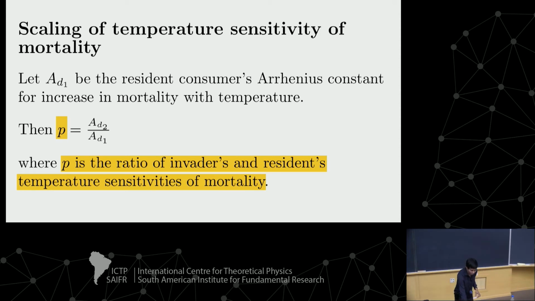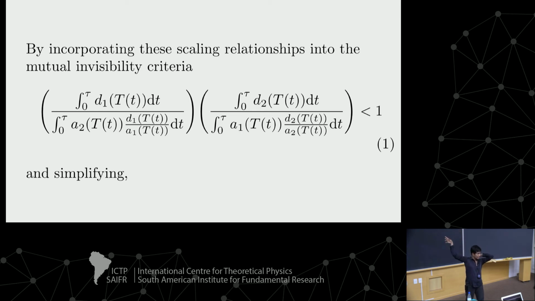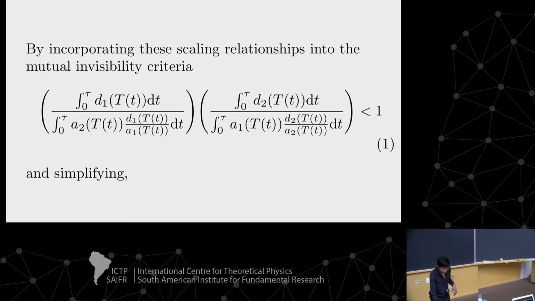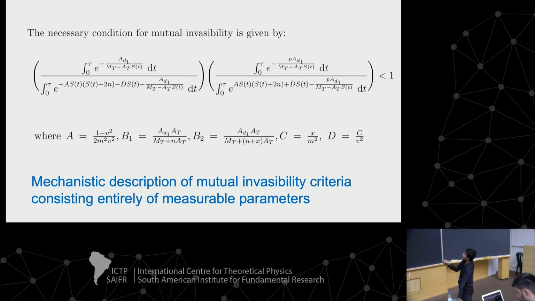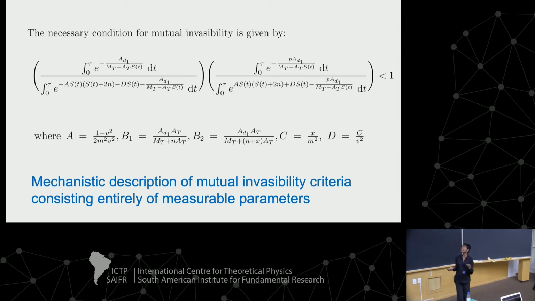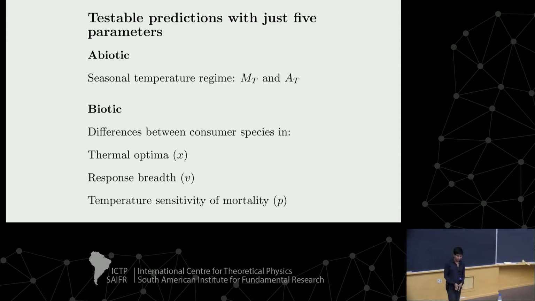And the ratios. So now we are going to incorporate these scaling relationships into the necessary condition, do like 500 pages of algebra, and you're going to get this. But what's great about this is that it is a mechanistic description of the mutual invasibility criteria consisting entirely of measurable parameters. I don't know whether you can read it, but it's actually only 5 parameters. You have the abiotic parameters, which are the temperature regime, mean and amplitude, which you can find in lots of databases if you didn't measure it yourself. And the biotic ones are the difference between the 2 consumer species in their thermal optima, response breadth, and temperature sensitivity of mortality. Only 5 parameters. Only 3 that you have to measure.